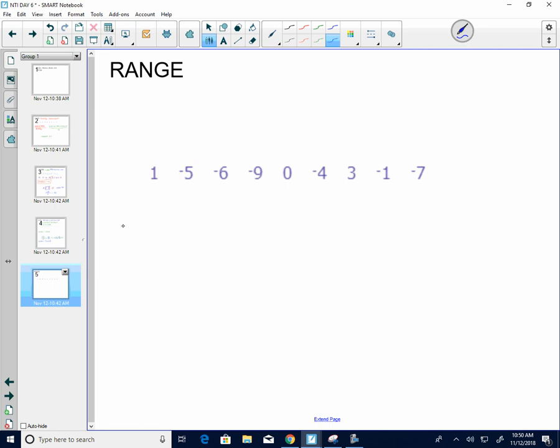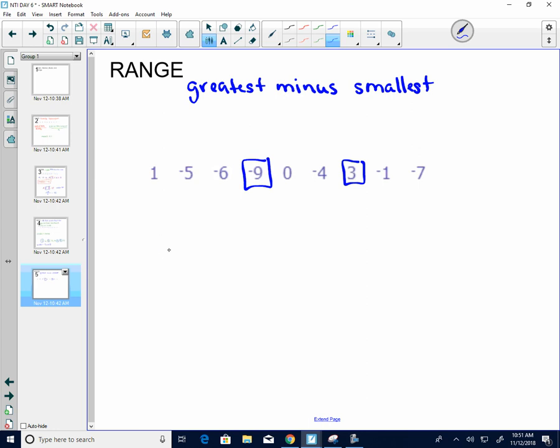And the last one we need to look at is range. This is how far apart the data is. So what you have to do is take the greatest number minus the smallest number. So the biggest number that we have is this positive 3. The smallest number that we have is this negative 9. So this is 3 minus negative 9, and that is equal to 12.